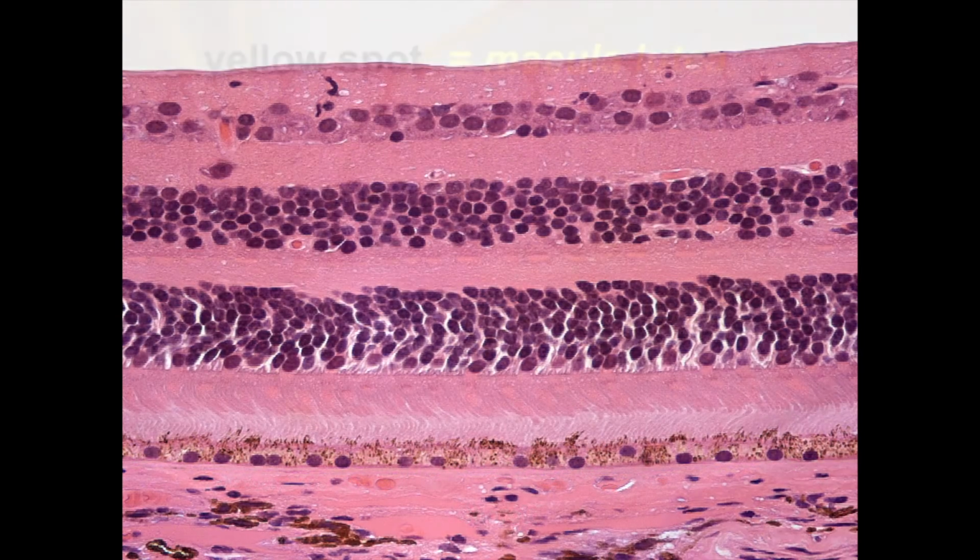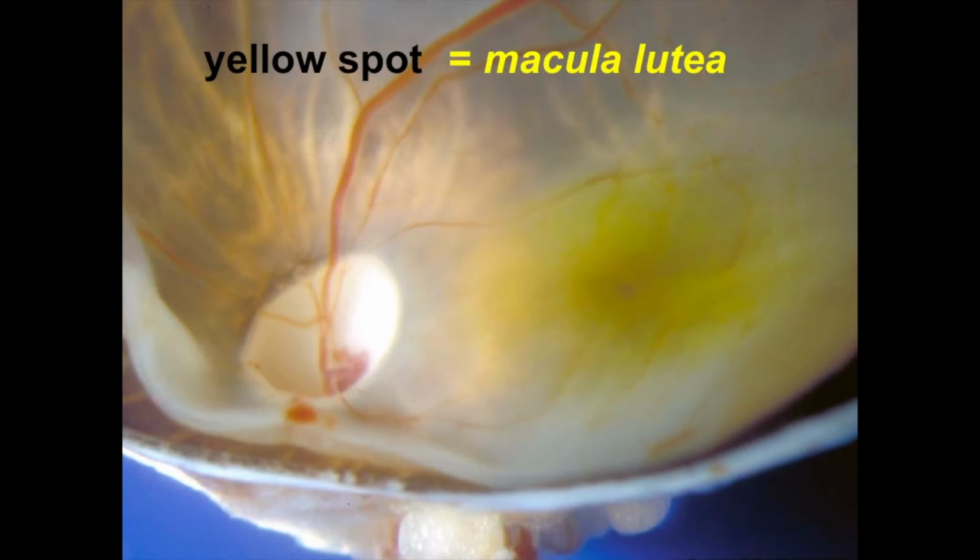A yellow spot called the macula lutea is present in the retina temporal to the optic nerve. This yellow spot is the basis for the commonly used but imprecise term macula applied to the posterior pole of the eye. The yellow pigment in the spot is derived from the diet.